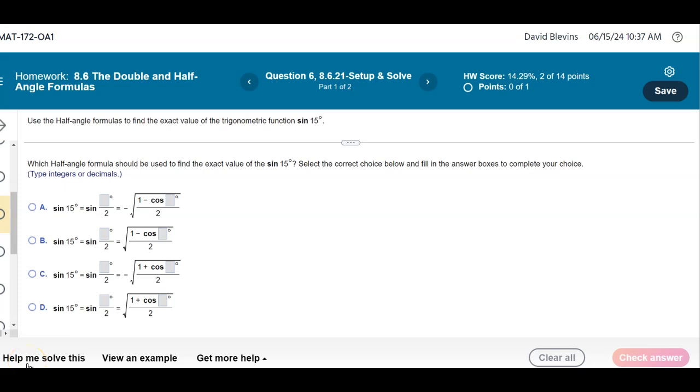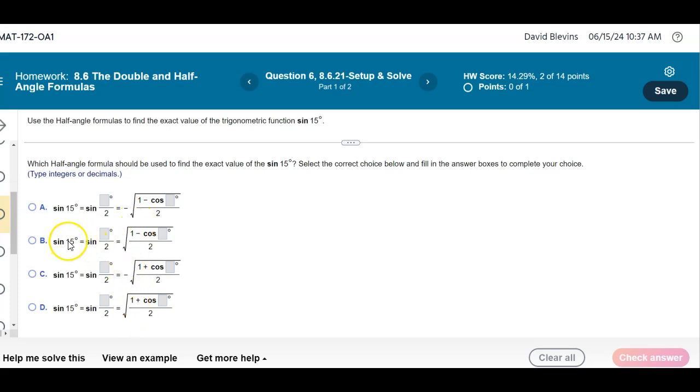Alright, trig class, let's look at how I can use the half angle formula for sine, and then on the very next problem we actually are required to use the correct formula. So the half angle formula for sine. Sine of 15, we're taking a 15-degree angle. That's an acute angle, so we would not have a negative out in front. So we know it's going to be either B or D, okay?